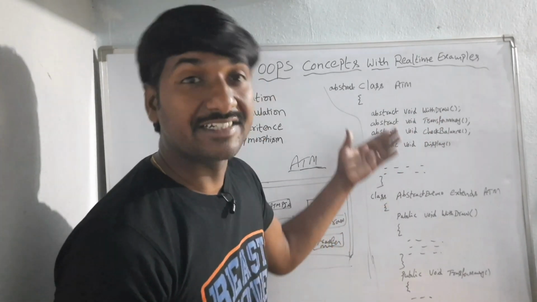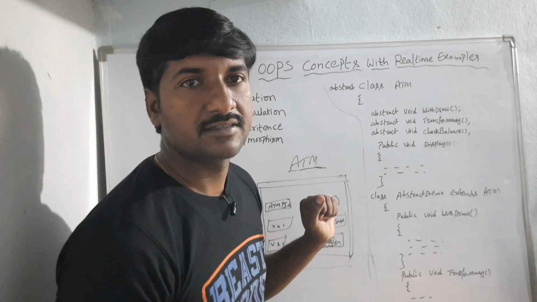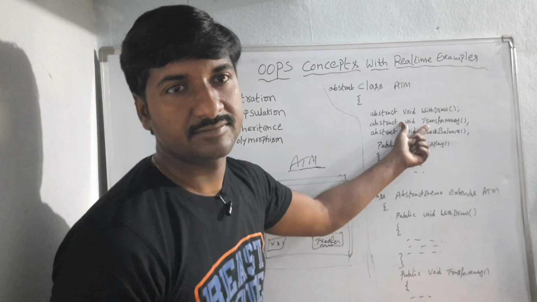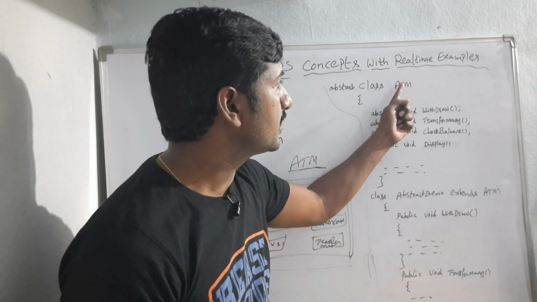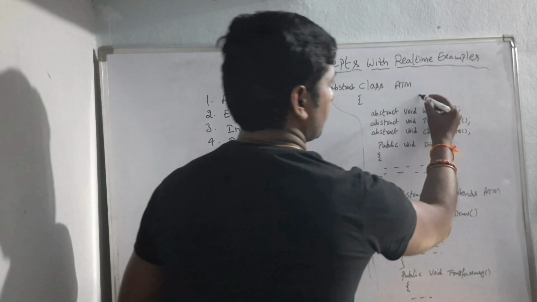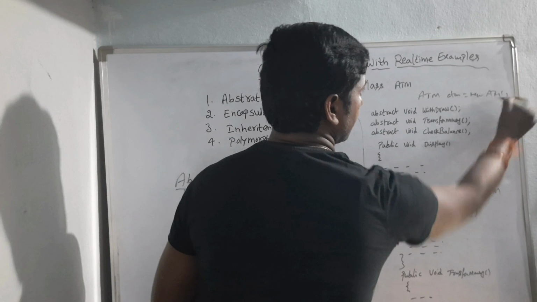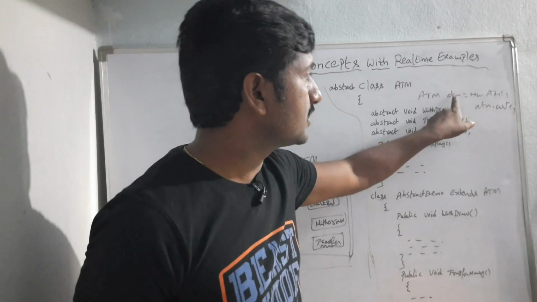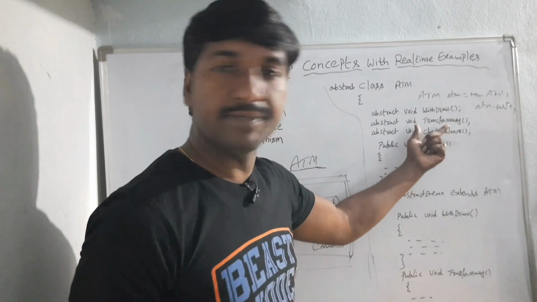Then what about object creation? For abstract classes, we cannot create the object because in the abstract class we have incomplete methods. Suppose you are creating an object for ATM and, by using this class object reference, calling these methods like ATM equal to new ATM, like ATM dot withdraw. If you call a particular method using this reference, then what will happen? There is no implementation in this class.